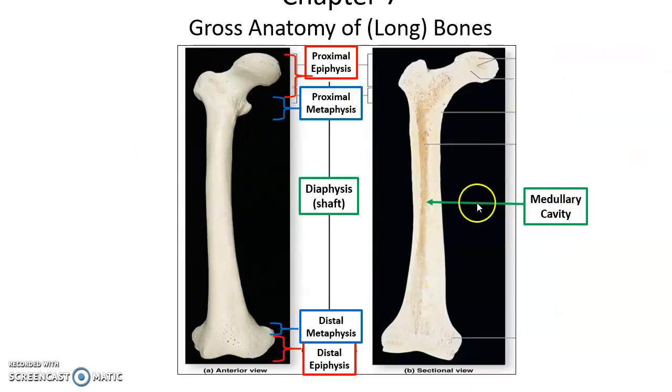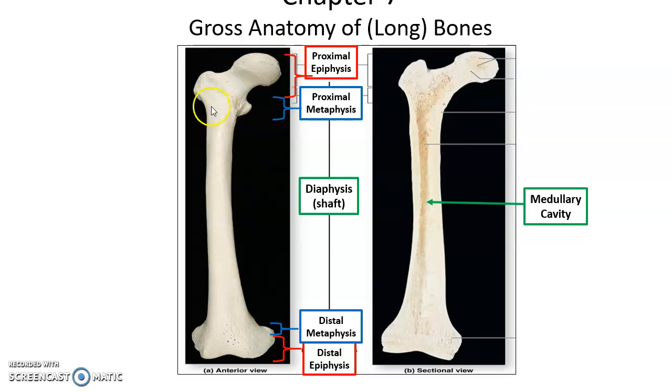Here is an example of a long bone. This is specifically a femur. And we're going to look at the gross anatomy of long bones. So you can chop up the long bone into 5 pieces. You have the proximal epiphysis, which includes the smooth ends of the bone. It's going to form a joint.